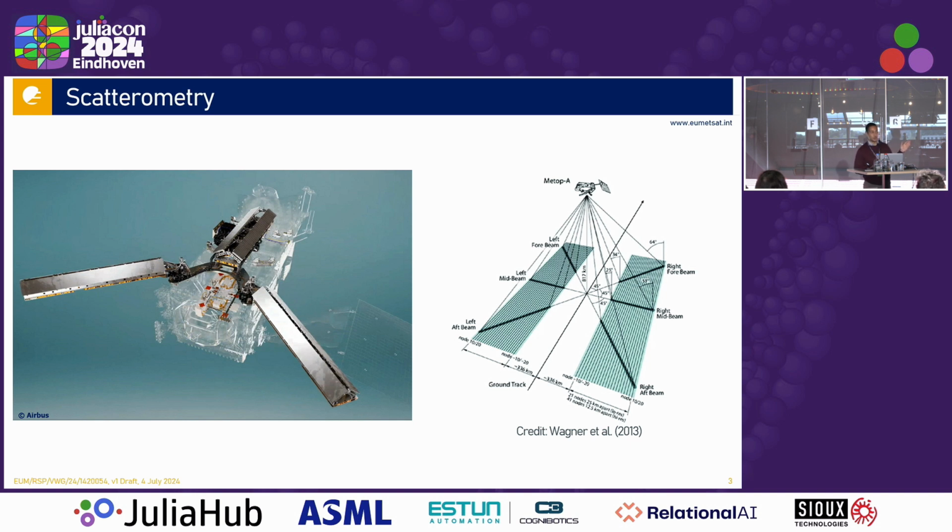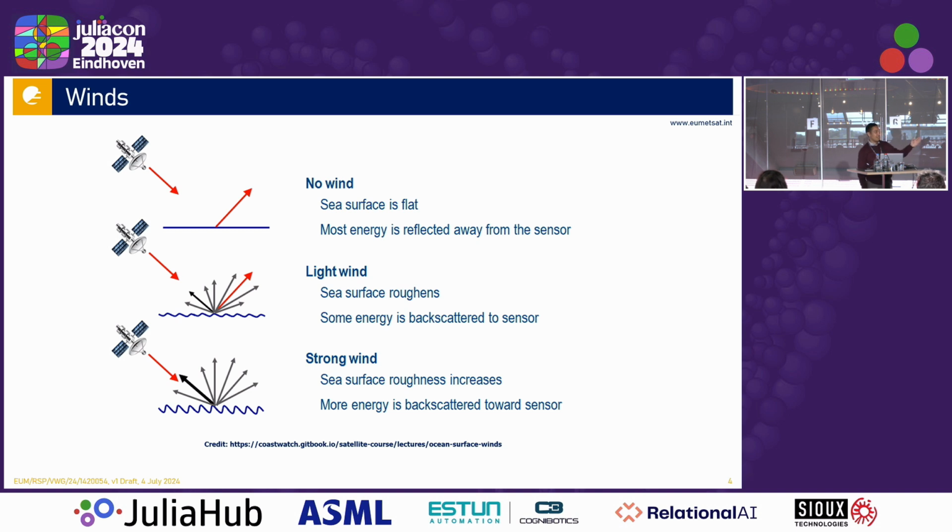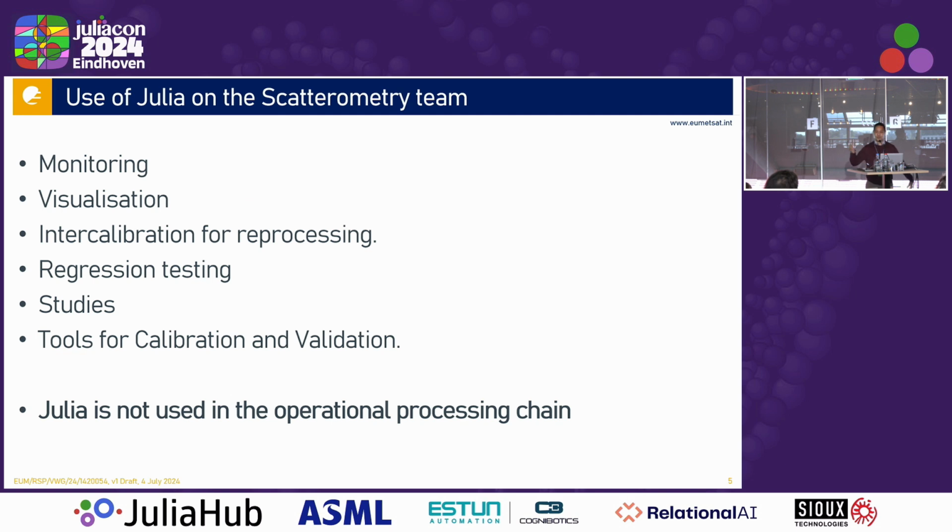So why is this interesting for weather? Simple diagram. When there's no wind, the ocean is pretty flat. Most of the energy is reflected away. When we get wind, we get some backscatter from the ocean. The more wind, the more backscatter, roughly. And using this, we are able to derive both wind speed and wind direction from these satellite measurements. We also have a soil moisture product, but I won't go into that because we have a limited amount of time here.